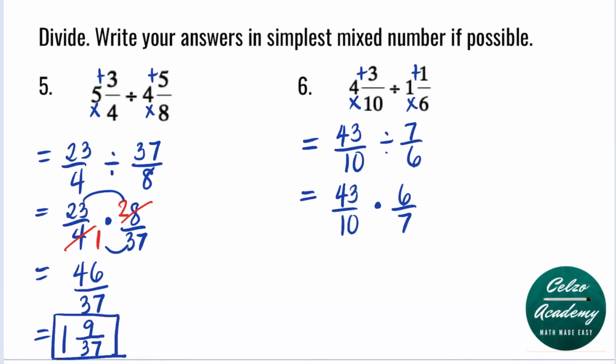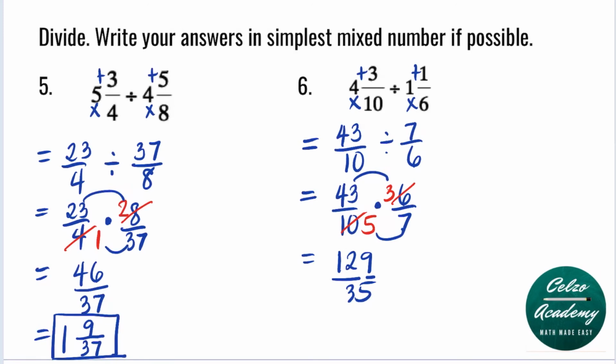In this problem, we can reduce the fraction 6 over 10. Both of them can be divided by 2. 6 divided by 2 is a 3. 10 divided by 2 is a 5. So 6 over 10 is the same thing as 3 over 5. Now let's multiply the numerator. 43 times 3 is 129. 5 times 7 is 35.